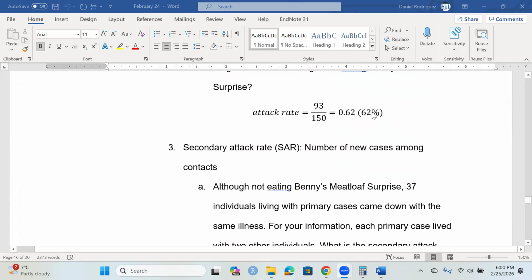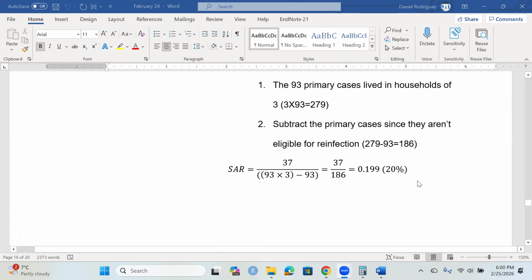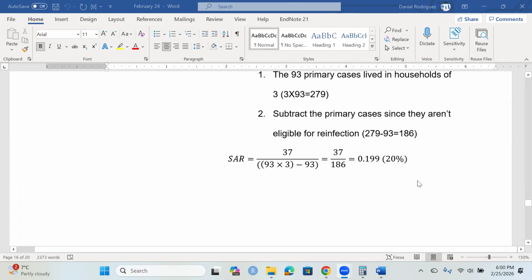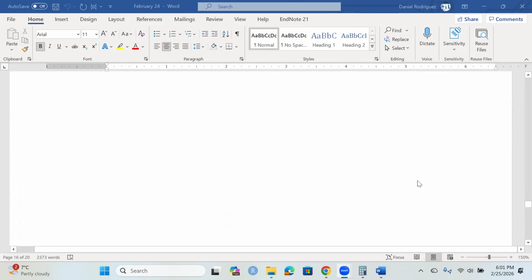Although the primary attack rate was a lot larger, the secondary attack rate is still pretty significant. That's all I'm going to talk about today.